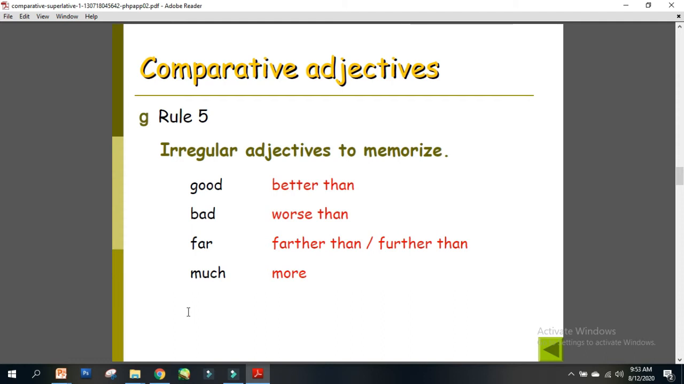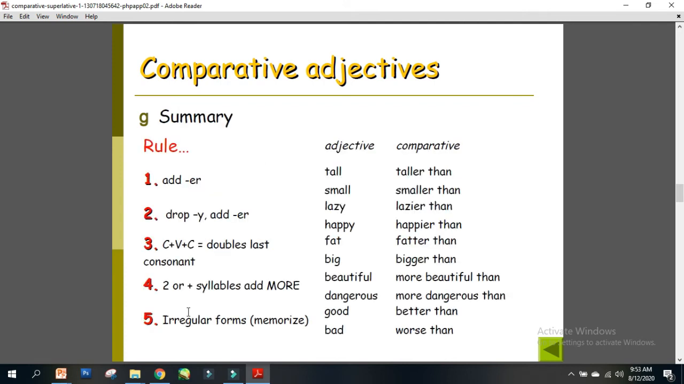Okay? Here is the irregular adjective. You have to memorize because we don't have any rules for the irregular. Good becomes better, bad becomes worse, far becomes further, much becomes more. Here is the summary for today. You can read the summary because I already told you all the rules for the comparative adjective or comparative degree.